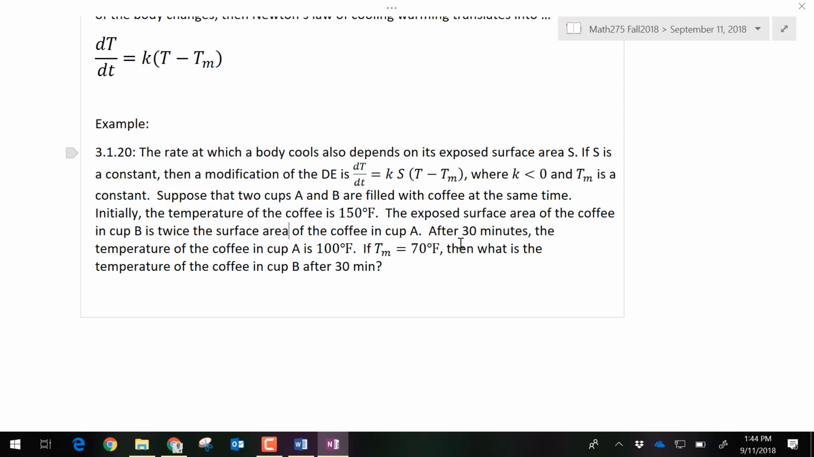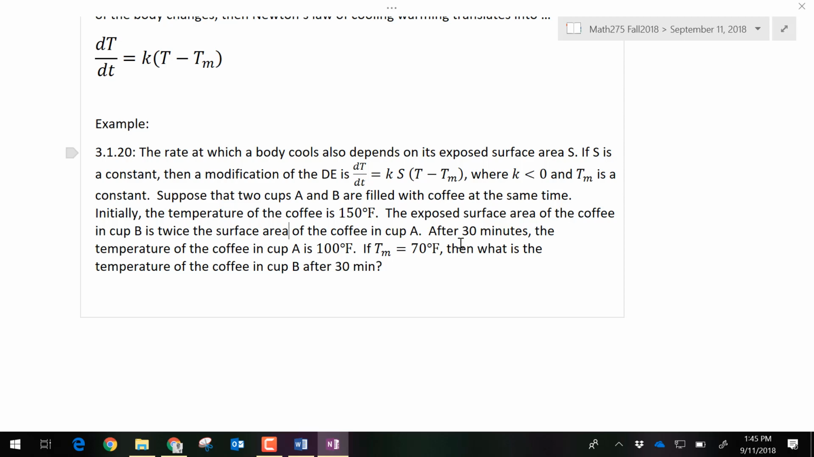So if the ambient temperature in the surroundings is 70 degrees, then what is the temperature of the cup of coffee in cup B after 30 minutes? Okay, so how can we imagine this? What's going on here? We got two cups.